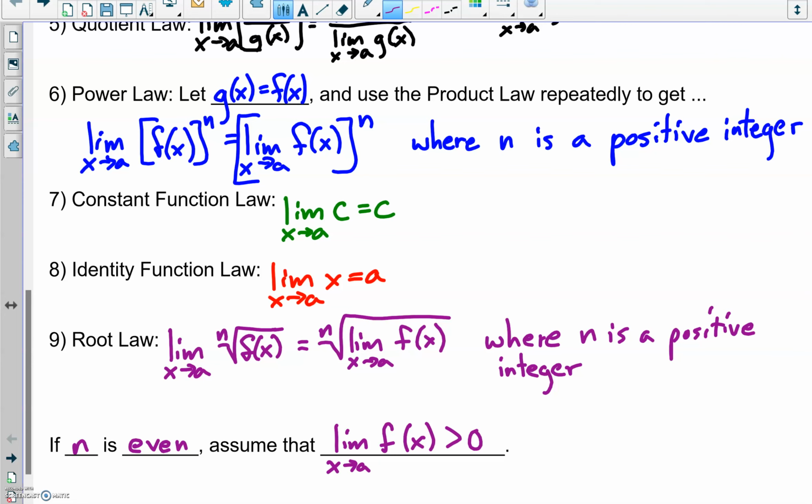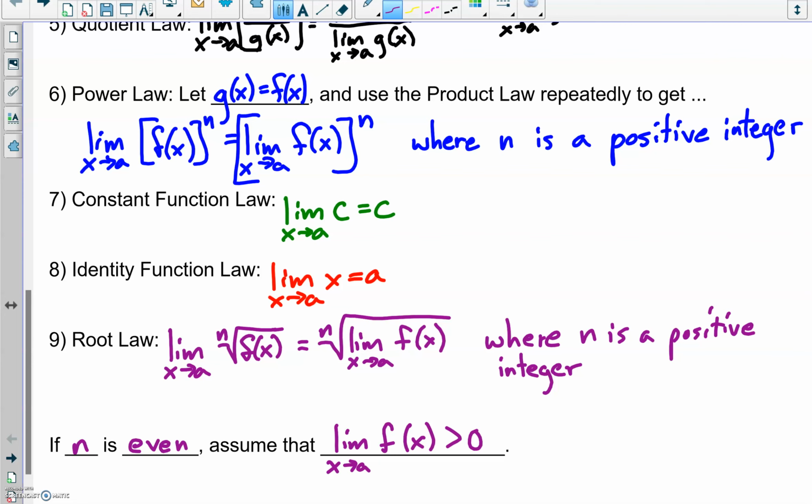And here we're only going to work with roots that are positive integers: square root, third root, fourth root, fifth root, etc. And if the root happens to be even, if n is even, you're just going to assume that the limit of f of x is greater than 0. So you're still not going to work with negative numbers under an even root radical.